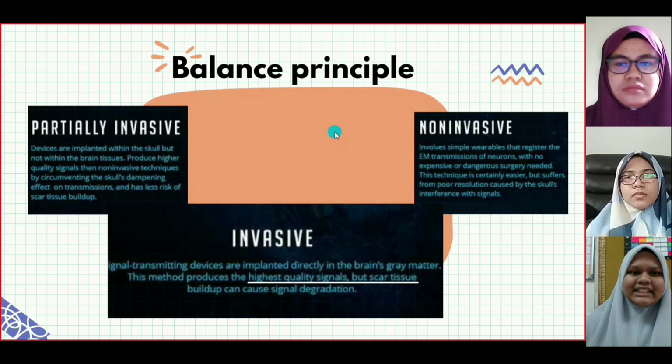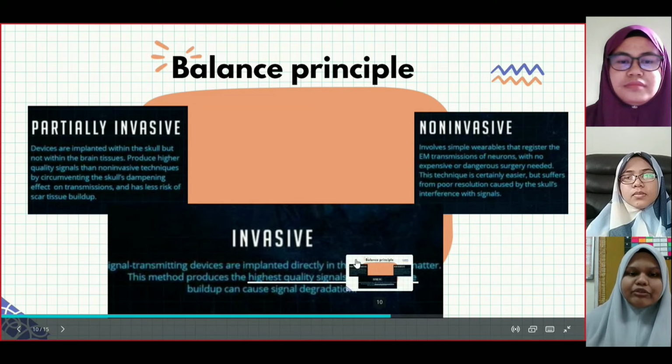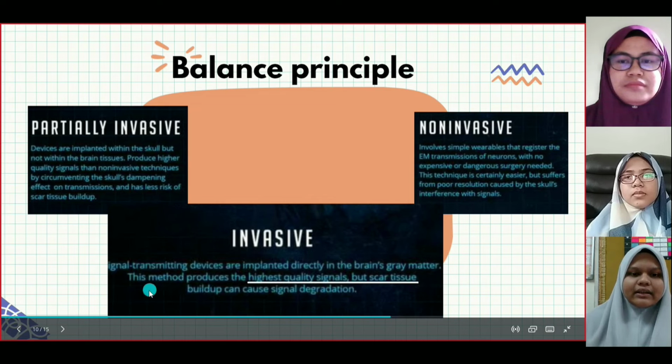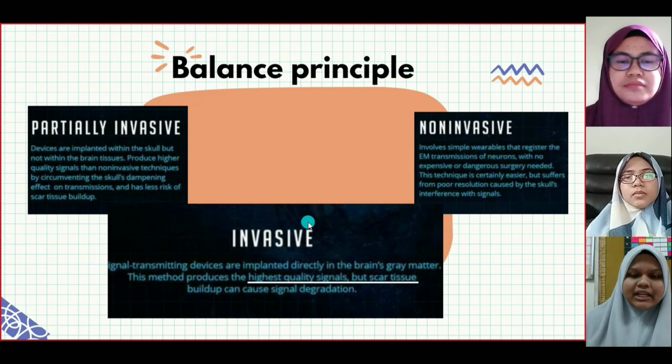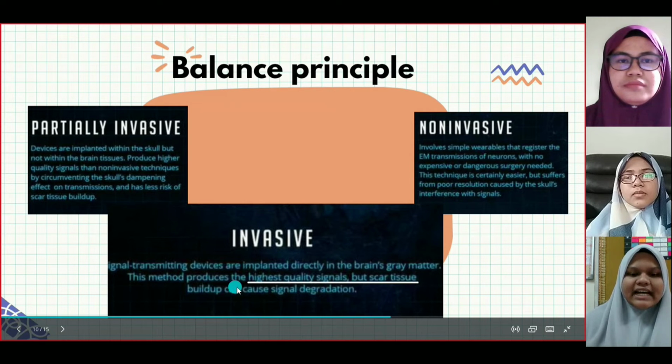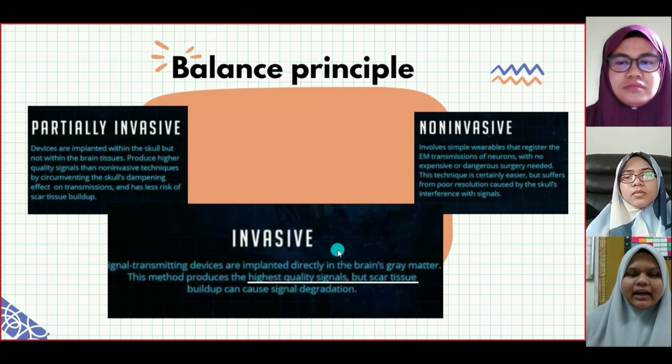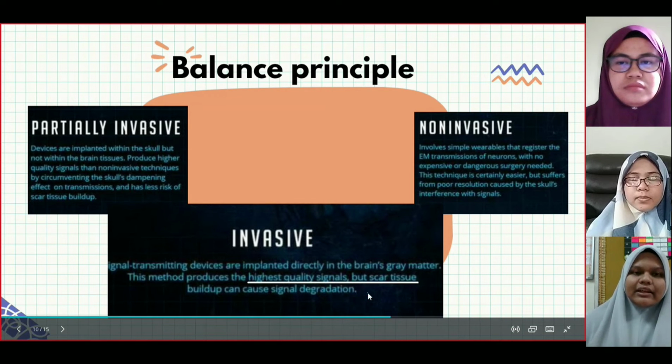For the balance principle, the creator also provides the pros and cons of the information given. For example, for the invasive type, the creator mentioned that this method produces the highest quality signal, but scar tissue causes signal degradation. It was extra information for people like us who don't know about invasive types and what will happen if we do this type of operation on our brain. So it is also mentioned in this infographic.